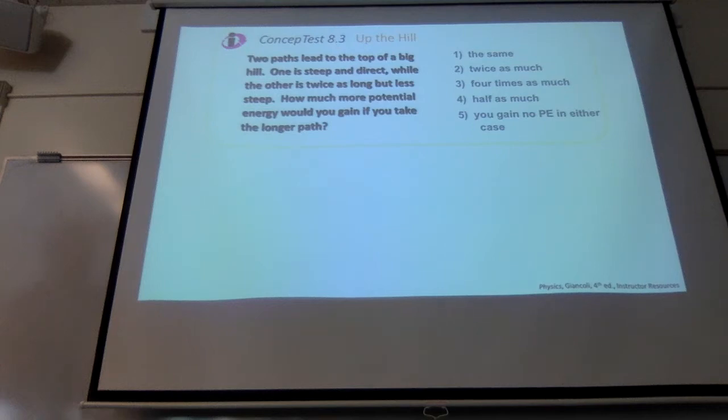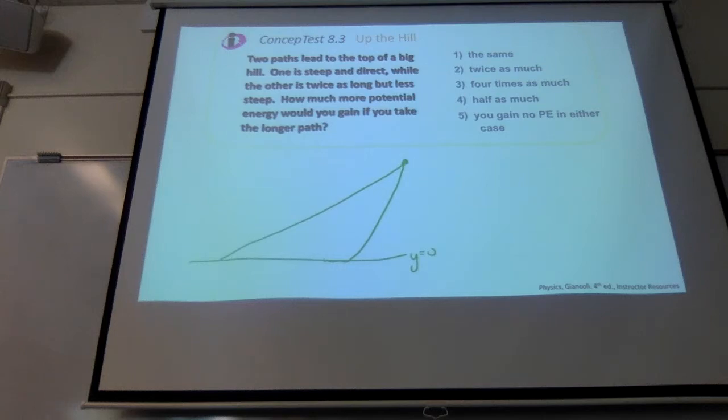One path is steep and direct, and the other is twice as long but less steep. So maybe ground level is down here, and the top of the hill is way up here somewhere. One path goes like that, and the other path getting to the top of the hill goes like this. How much more potential energy would you gain if you take the longer path? Or does it matter? Keep in mind, you're going to the exact same Y final.